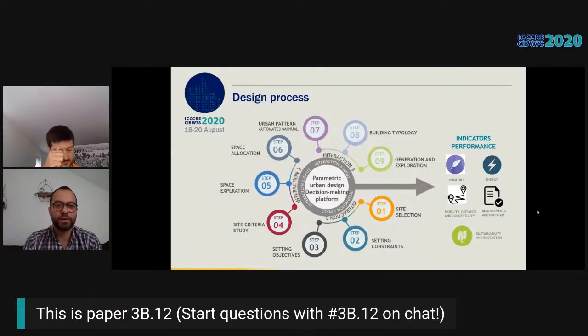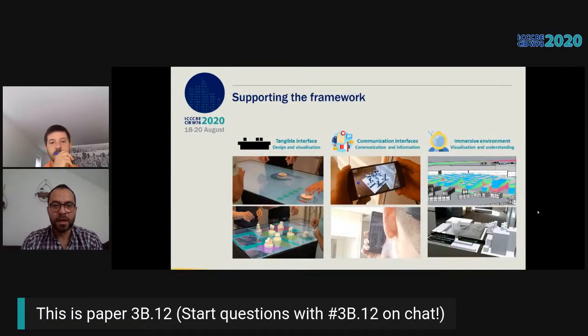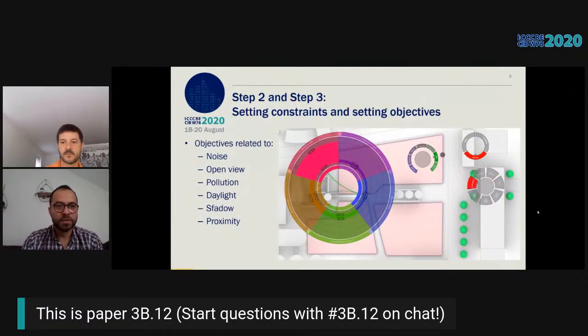So we created a design process we developed based on different steps and interactions that I'm going to show later. These design steps cover the main design steps or stages of the early design process of urban planning. And to support this design process, we are also using some digital tools that enhance or improve the participation of the citizen in the process, like a tangible table, mobiles, and augmented and virtual reality. So now I'm going to show some of these steps of the design.